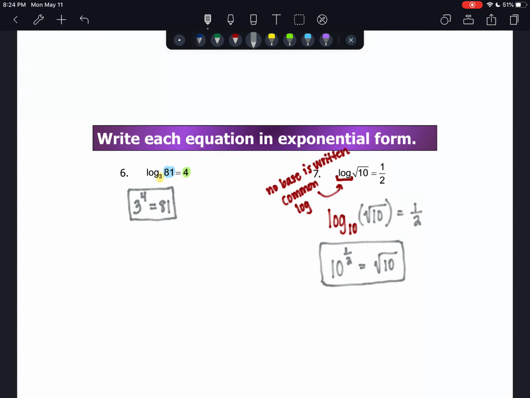We're going to come back and work with these logarithms now, maybe do a little bit of evaluating, and I think getting comfortable with going back and forth from exponential form to log form is going to make this a little bit easier for you.